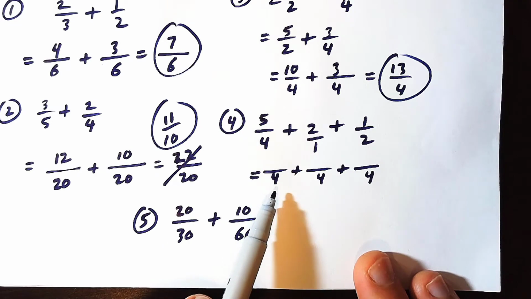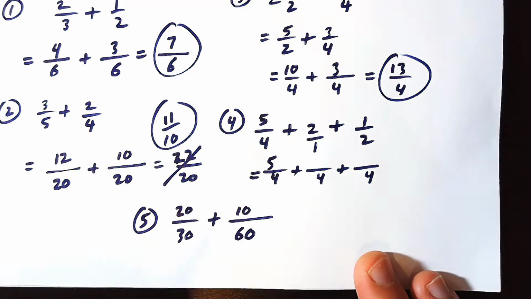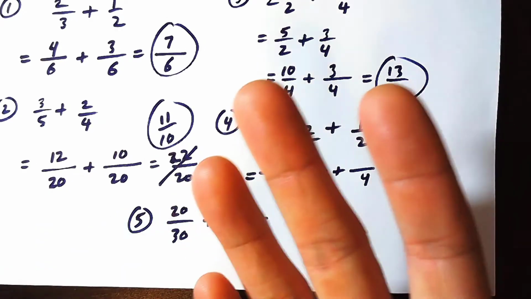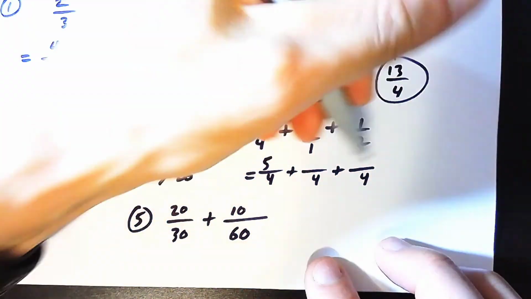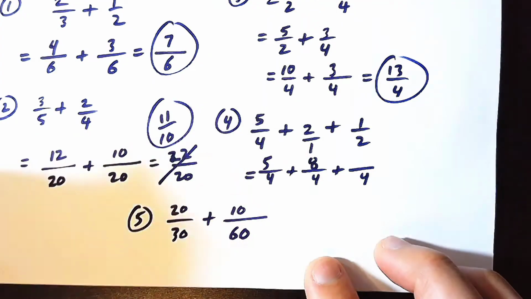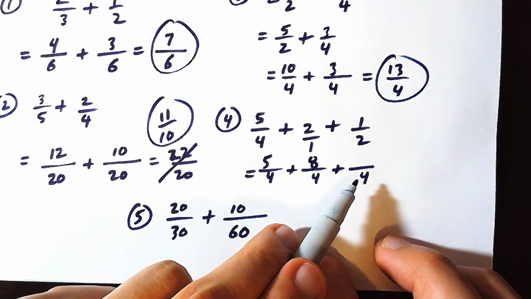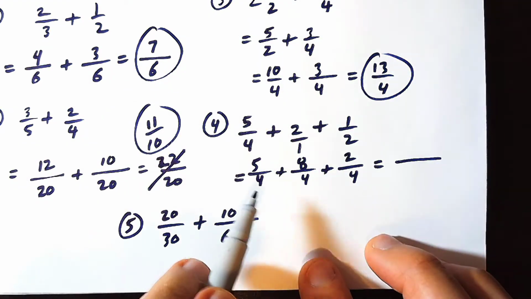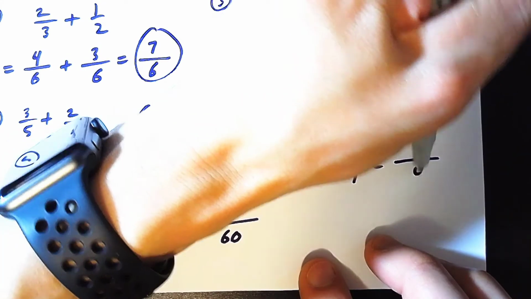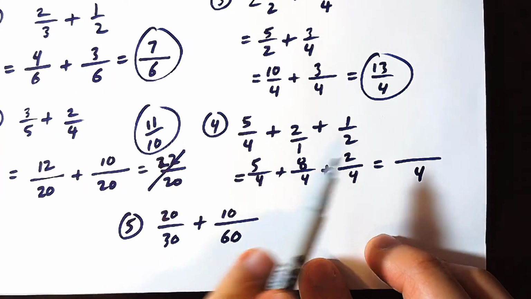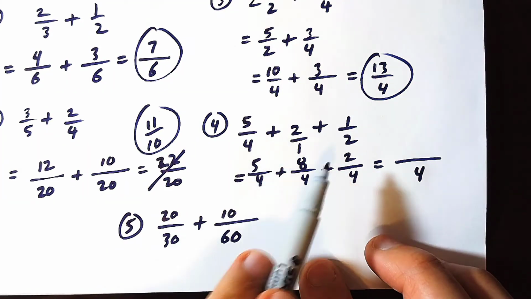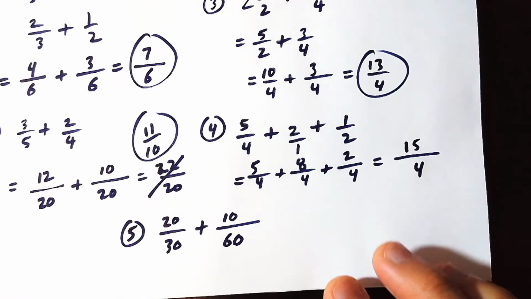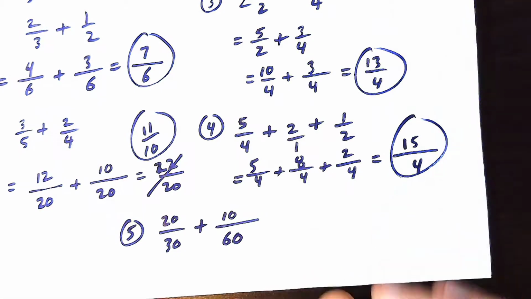The 4 is on the bottom, so the top doesn't change here. The bottom here, 1 times 4 is 4, so we're multiplying by 4. 4 times the top, 2, is going to be 8. And here we're multiplying by 2, so 2 times 1 is going to be 2. So no matter how many terms there are, in this case there's 3 terms, the bottom is going to be a 4. And now we can just simply add the tops. 5 plus 8 is going to be 13, plus 2 is going to be 15. And so there's our final answer.